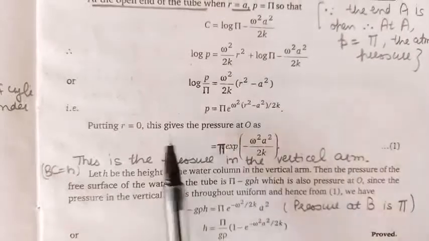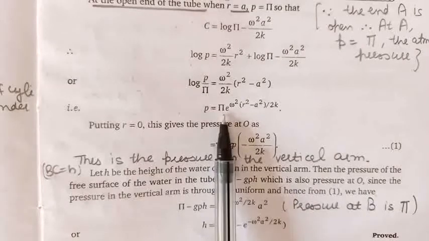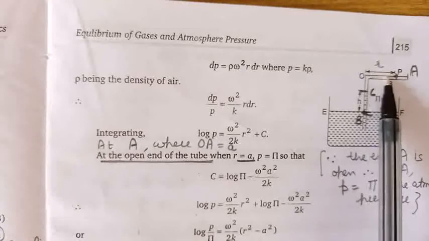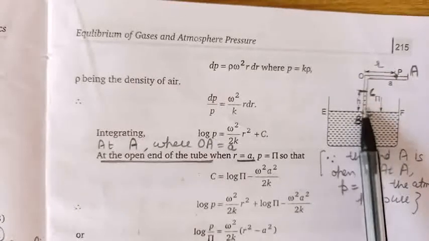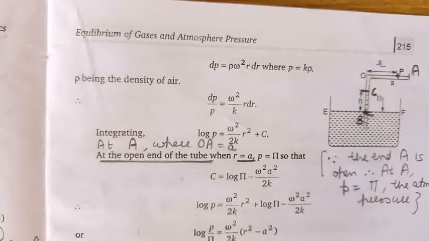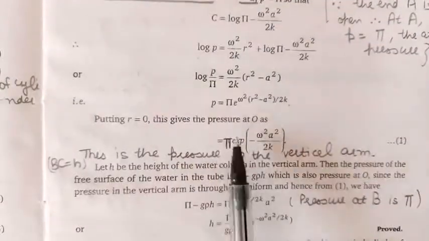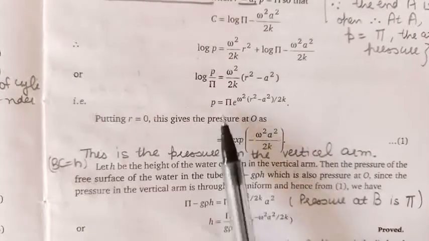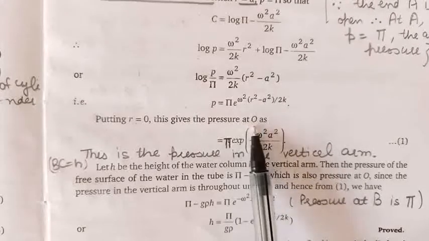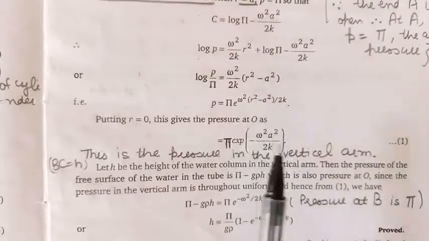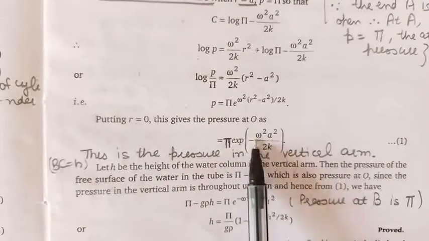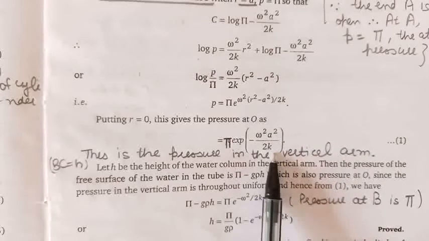Let us put r is equal to 0 here. When r will be 0, we can see here this distance is r. When r will be 0, we get the value of pressure in this vertical arm, which is the pressure at the point O. So from here, by putting r is equal to 0, we get the value of pressure in the vertical arm, which is same as the pressure at the point O. So that is given by pi into exponential of minus omega square a square upon 2K.